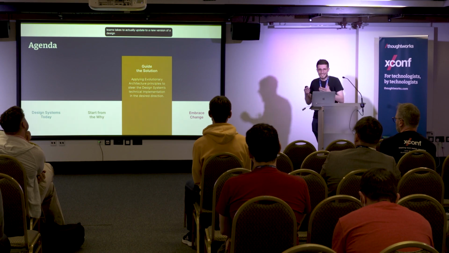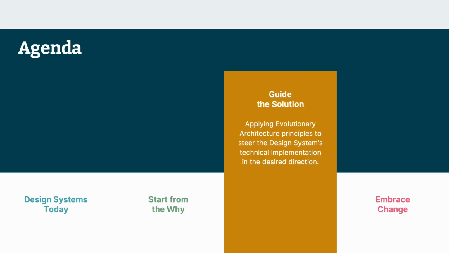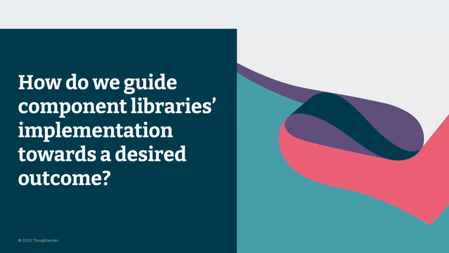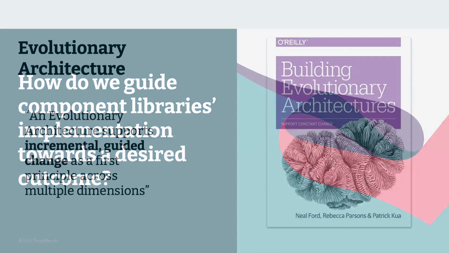It's time to get our hands dirty. After all, we are at a tech conference, and we're gonna now focus on the code artifact of design system, which are essentially the technical component libraries. How can we build them? So here is a leading question. How do we guide components library implementation towards a desired outcome? And that's where evolutionary architecture can help us.